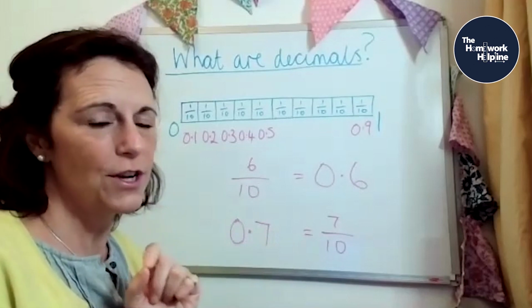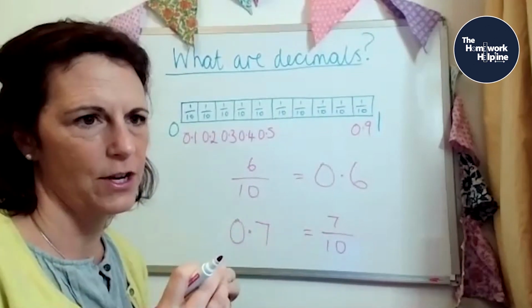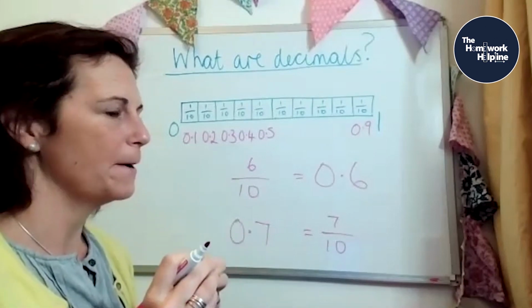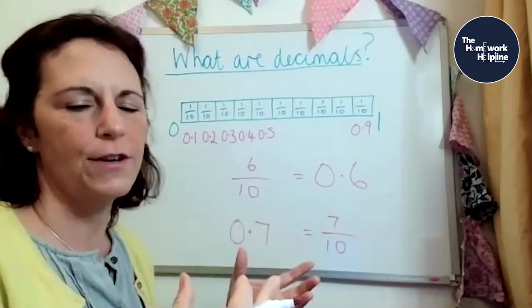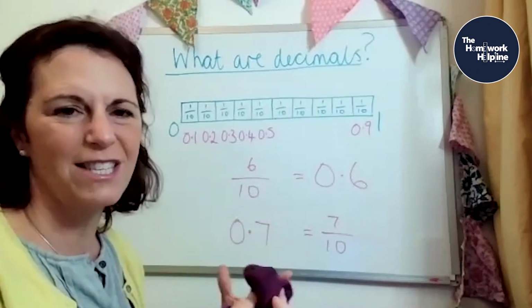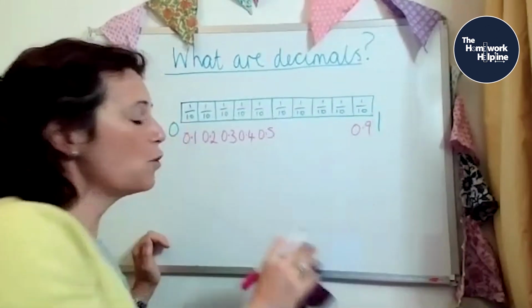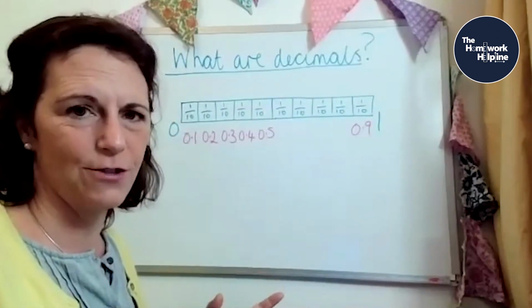Now, important to notice when we're talking about tenths that we can only deal in tenths. We cannot say 1/3. We can't change 1/3 into decimals because it's not a tenth. We can't change 1/4 into decimals because it's not a tenth.